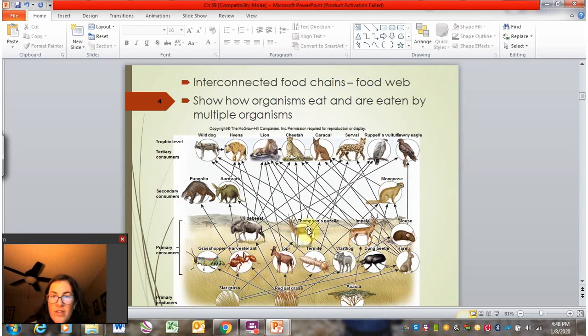And the Thompson's gazelle is being eaten by several different things. And so it just shows the more realistic approach that organisms are a part of a complex system. They're not just feeding one organism or just eating one organism. But obviously, they're a lot harder to read than a food chain. So we often isolate a food chain, even if we are keeping in mind that in the broader context, they're part of a food web.